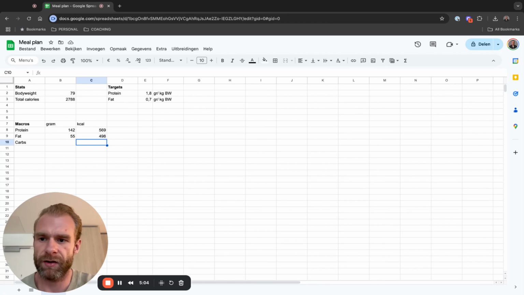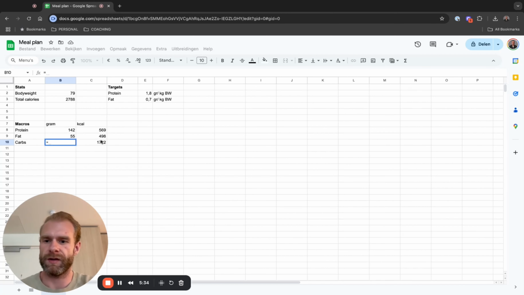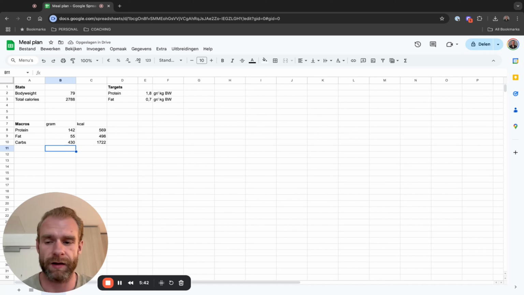So here in this case, we are going to calculate the leftover calories. So we're going to do 2788 minus proteins minus fats, which will give us a total of 1722 calories from carbohydrates. Similar to protein, carbohydrates do have 4 calories per gram. So we can then divide this by 4. That's the calculation of our macros. So we've calculated that we're going to need 142 grams of protein per day, 55 grams of fat, and 430 grams of carbohydrates.